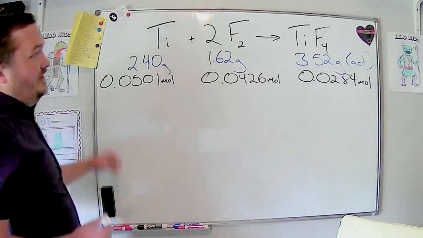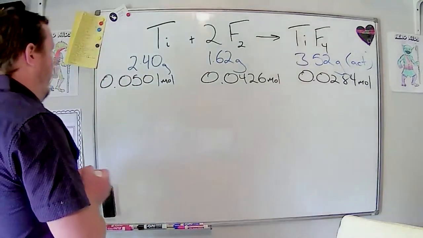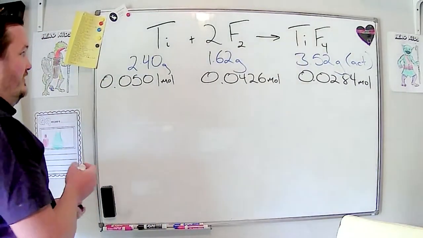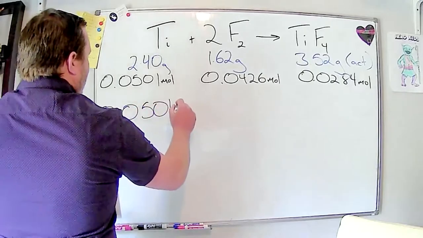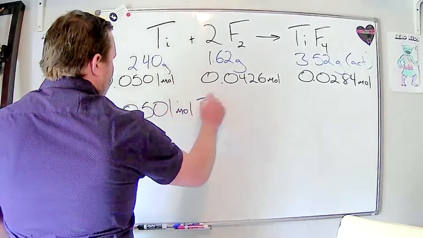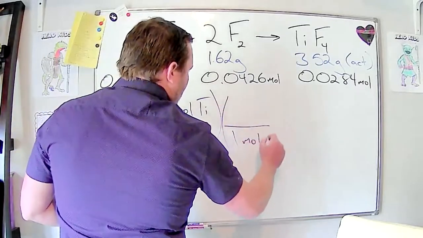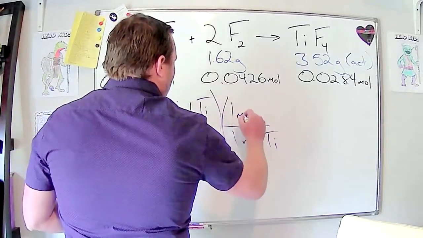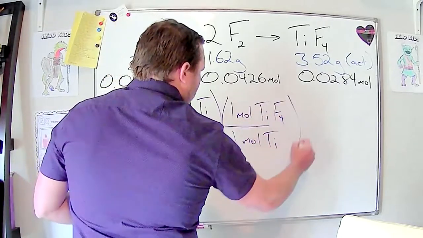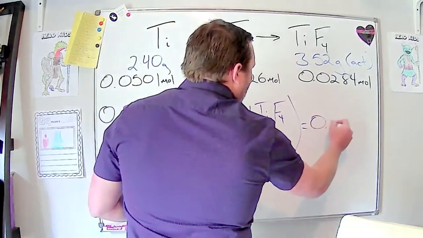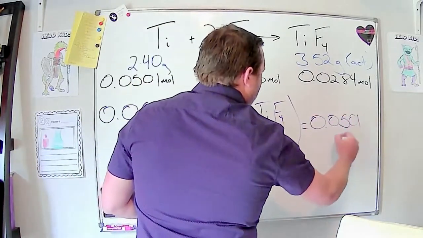So we can take each of these and predict how much product we should make. And whichever number comes out smallest is going to be our actual theoretical yield. We can answer two questions at the same time. Say, okay, if I use up all my titanium, and every one mole titanium is 1 mole of product. I think we can all do that math in our head, right? We're just multiplying by one.